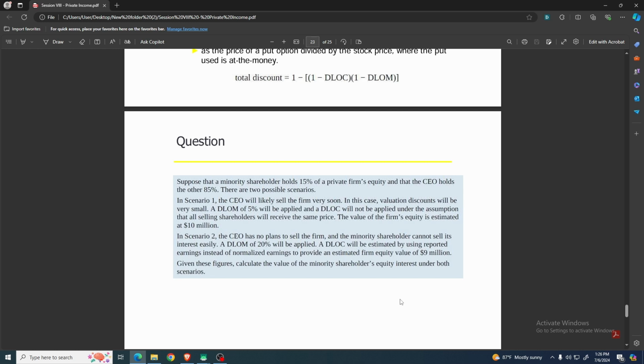In this case, the firm's equity value is going to be 9 million, and still before discounts, the equity value associated with the minority shareholders is going to be 9 million times 15% minority shareholder percentage. That's going to be 1.35 million. And then if you apply the DLOM of 20% in this case, because the CEO has no plans to sell the firm at all, then 1.35 million times 1 minus 0.2, which is basically 1.35 million times 0.8, that's going to be 1 million and 80,000. So that is the equity value after the DLOM.